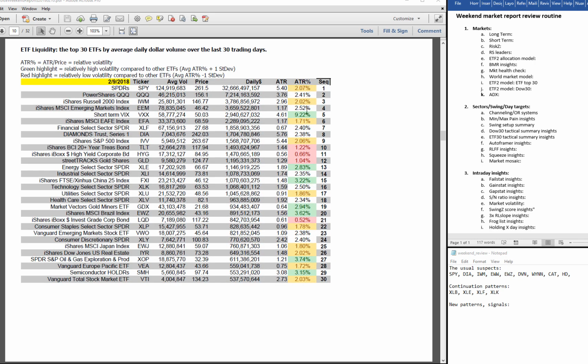Big time volatility increase. You notice that VXX is now up to over 9% of ATR percentage. These are the top 30 based on average daily dollar volume and their relative volatility in terms of what makes them good intraday candidates. Will be very liquid and very volatile here in the green.